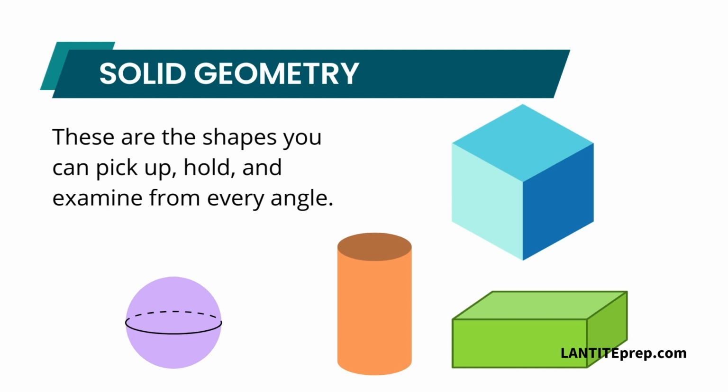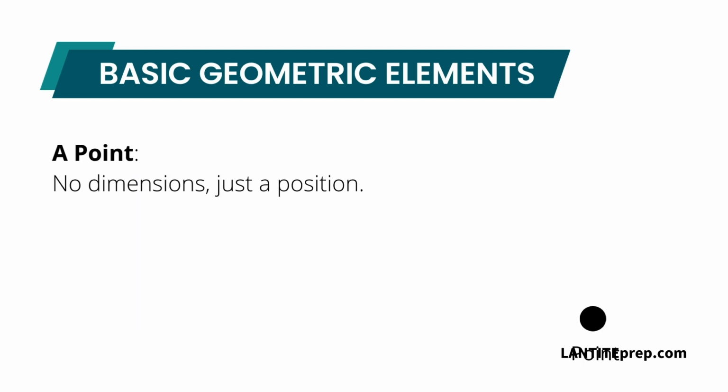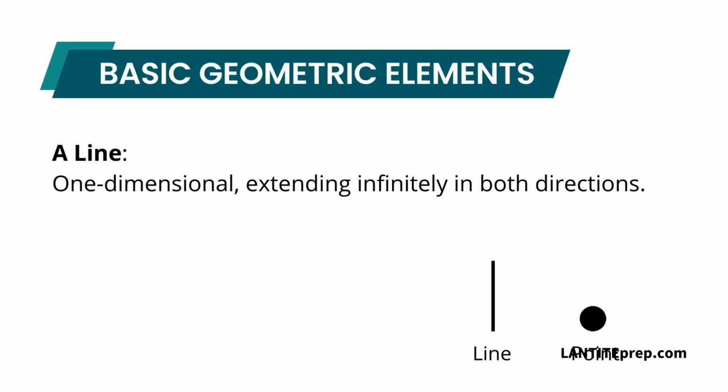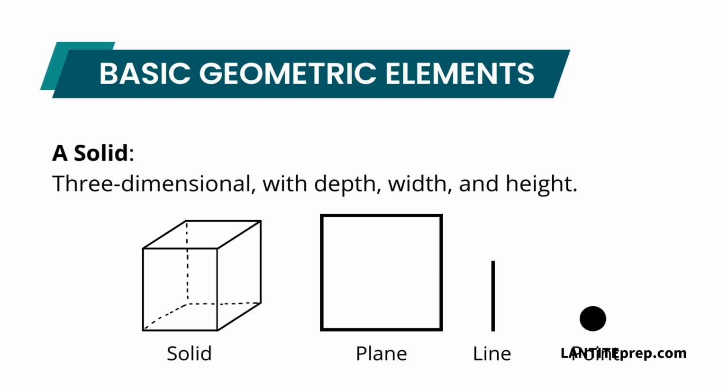Now, let's move on to basic geometric elements, starting with a point, which has no dimensions, just a position. Next up, we have our line, which is one-dimensional, extending infinitely in both directions. Another basic geometric element is called the plane, which is two-dimensional, like a flat surface extending infinitely. And lastly, for this section, you also want to be familiar with a solid, which is three-dimensional with depth, width, and height. Still with me?